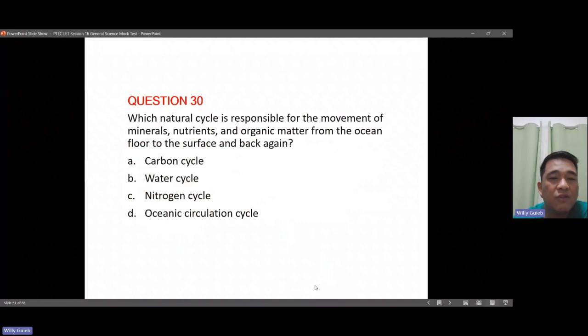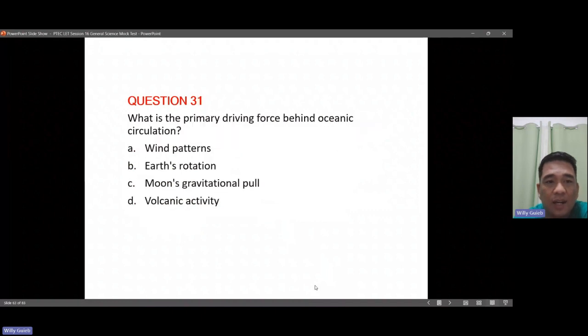Question 30. Which natural cycle is responsible for the movement of minerals, nutrients, and organic matter from the ocean floor to the surface and back again? Carbon cycle, water cycle, nitrogen cycle, or oceanic circulation cycle. Yan. So from the keyword, the movement of minerals from the ocean to the surface, it's an oceanic circulation cycle.